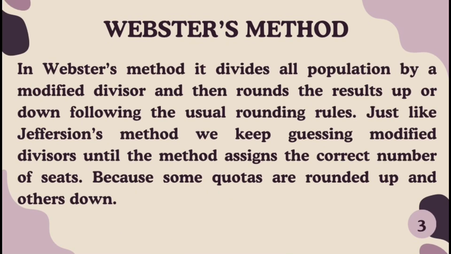Webster's method divides the population by a modified divisor, rounding the result up or down based on standard rules, and adjusts the divisor until the correct number of seats are allocated, balancing upward and downward rounding.